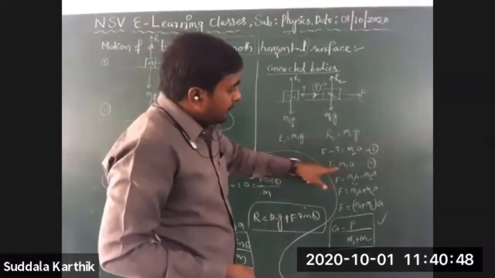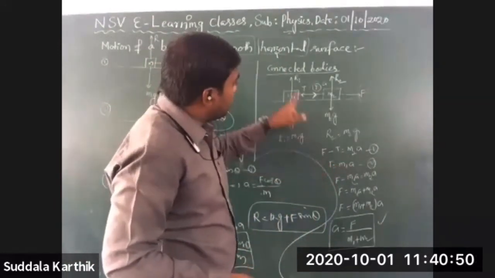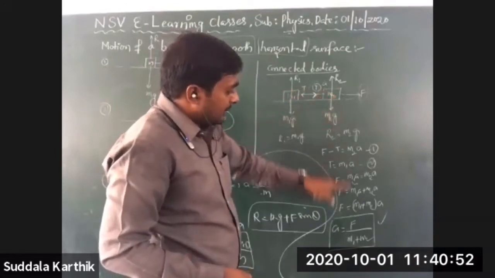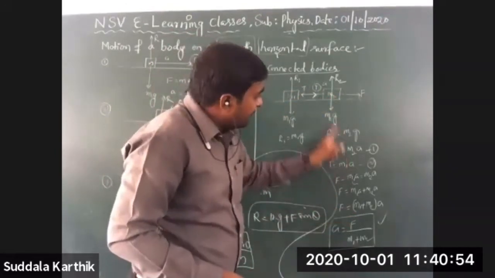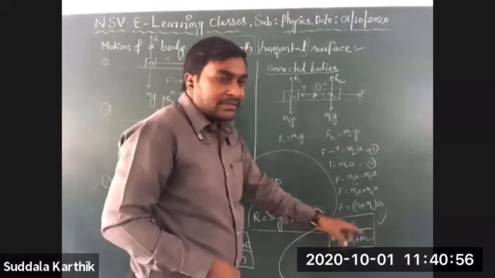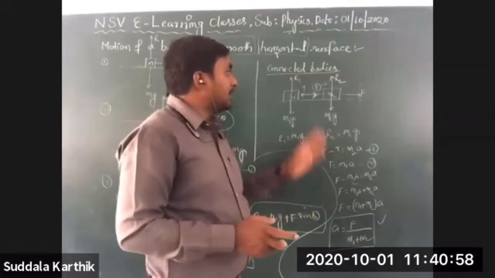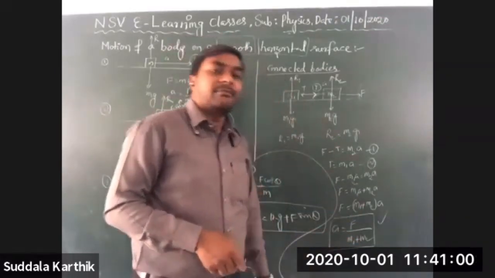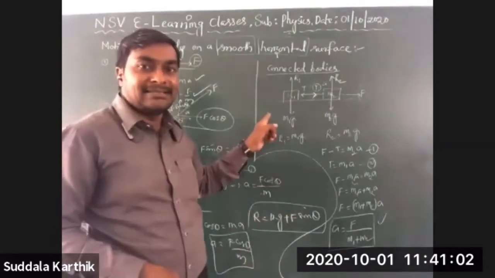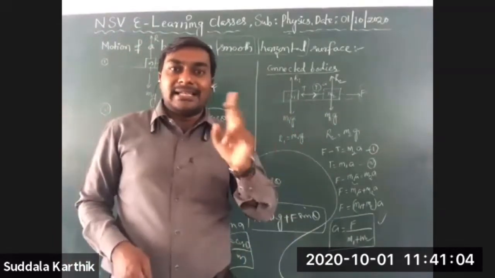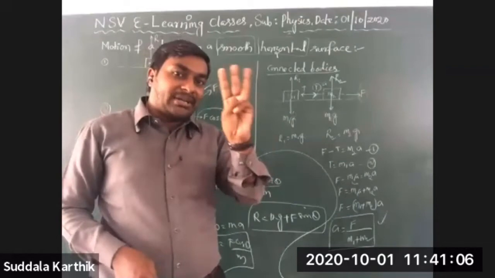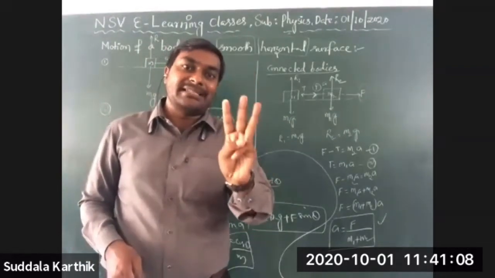Acceleration of this one is T by M1. Acceleration of this one is F by M1 plus M2. So the common acceleration we are calculating: A is equal to F by M1 plus M2. You can guess the common acceleration of the three bodies also.